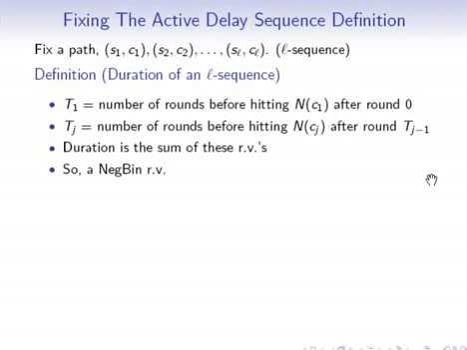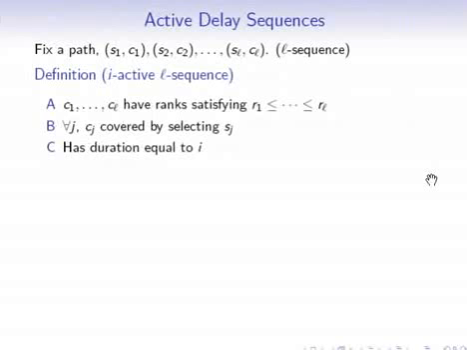So that's the duration. We're going to fix up our definition of an I-active L sequence as follows. Again, we're going to require that the ranks are sorted. We're going to require that Cj is covered by selecting Sj. And the last requirement is that the L sequence has duration exactly equal to I.